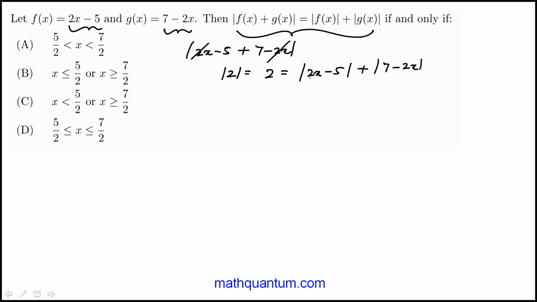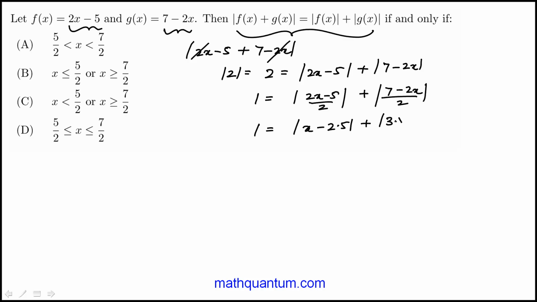Now what we'll do is to rewrite this by dividing both sides by 2. So that becomes 1, and then I have to divide each one by 2, and you'll see what happens. That would become x minus 2.5, and this will become 3.5 minus x. So you'll see that if I were to add these up without the absolute value, that would just be 1.